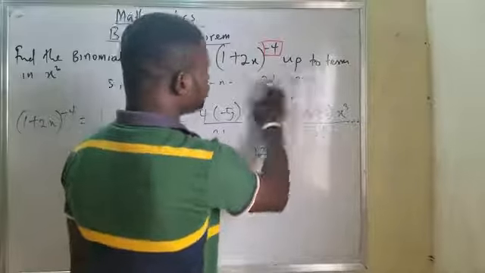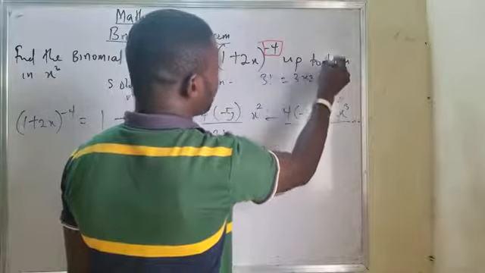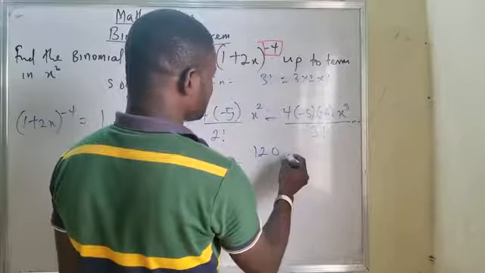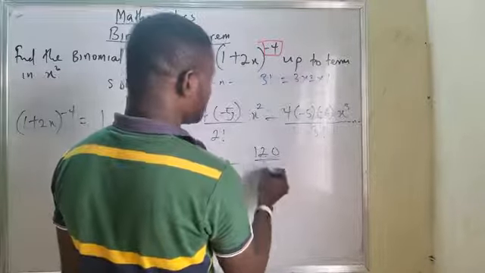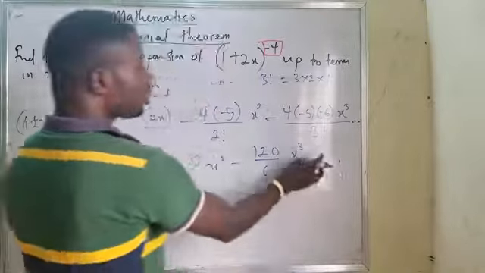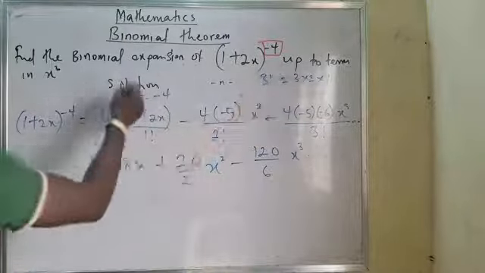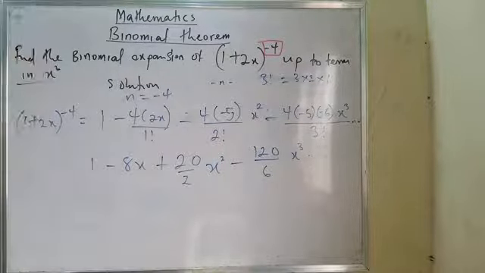120. 3 factorial means 3 multiplied by 2 multiplied by 1, which is 6. Yes, 6 divided by 6 and x raised to power 3. Please don't stop here, let's move on. I'm working towards the third term, which is going to be power of 3.